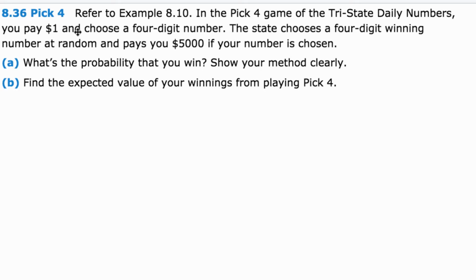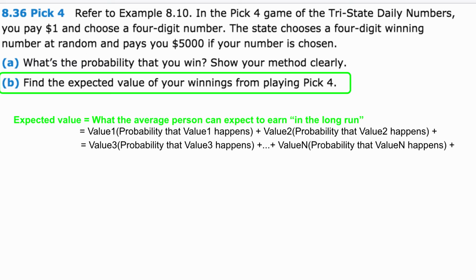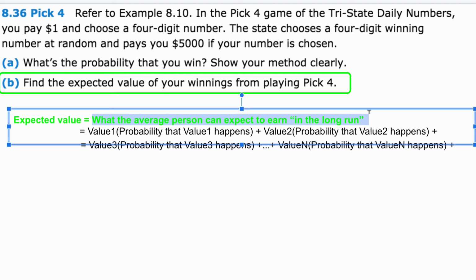But you pay $1, and it says you're going to choose a 4-digit winning number at random, and you get $5,000 if your number is chosen. So assume that order matters, and what's the chance you win? I want to answer this one though. What's the expected value? Okay, so what was expected value again? It's what's the average thing you can expect to earn in the long run?